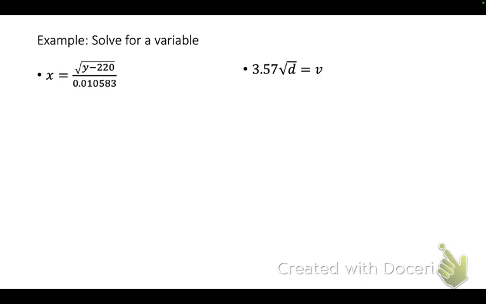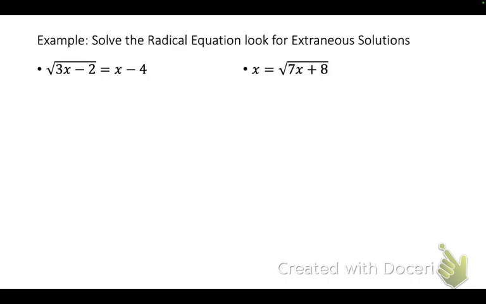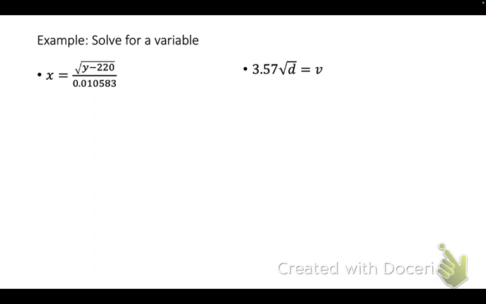Okay. If I'm solving for y, I got to get to y. So what do I have to clear first? Just the bottom, the divided by. So how do you undo division? Multiplication. So I have 0.010583x equals the square root of y minus 220. Okay. Yes? Yeah. Okay. So now what?